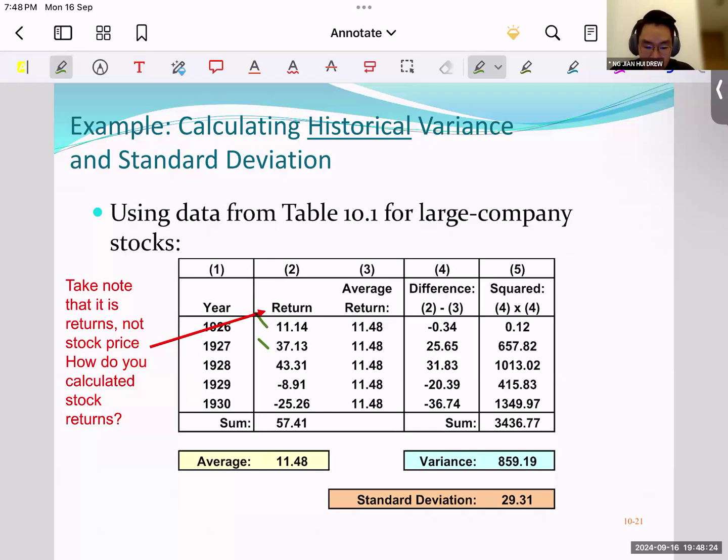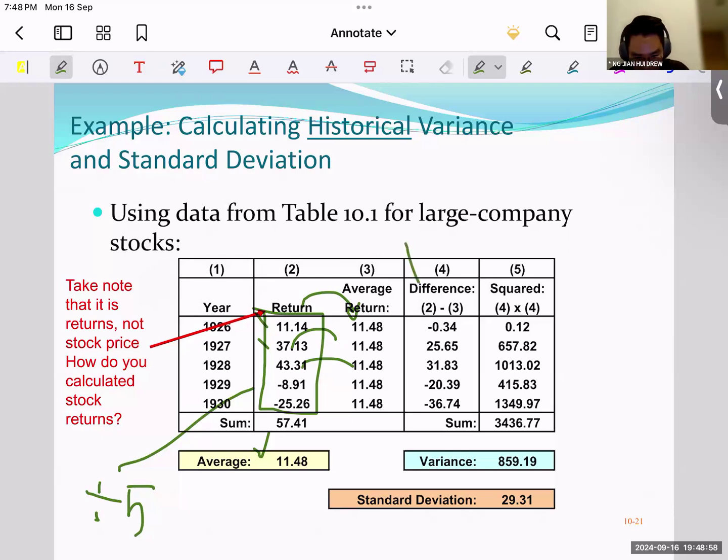So how do you find the average? We just add all these numbers up and then divide by 5. You find the average. Now, remember that the variance formula is you take the returns, Ri, minus the average. So you take 11.14 minus 11.48, take 37.13 minus 11.48, you take 43.31 minus 10.48. So these are the differences.